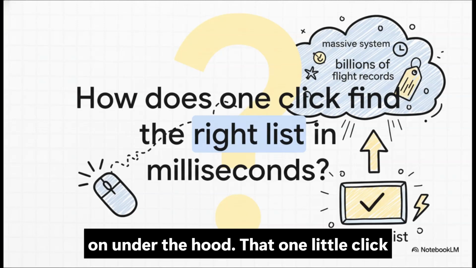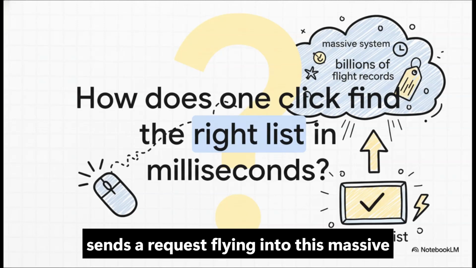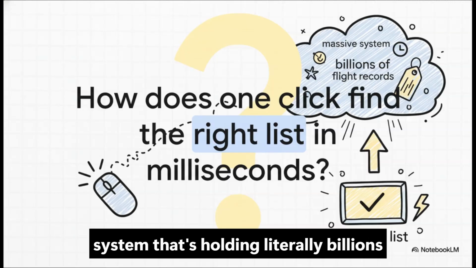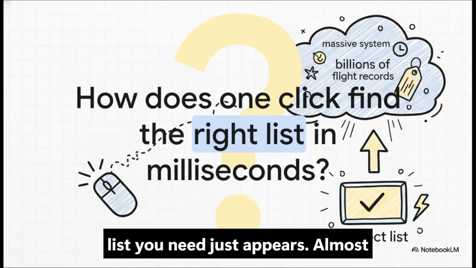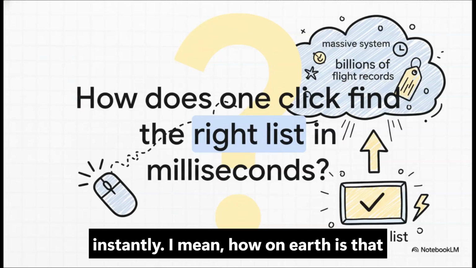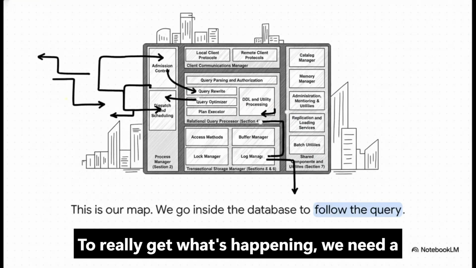That one little click sends a request flying into this massive system that's holding literally billions of flight records. And somehow, the exact list you need just appears. Almost instantly. I mean, how on earth is that even possible? All right, let's find out.